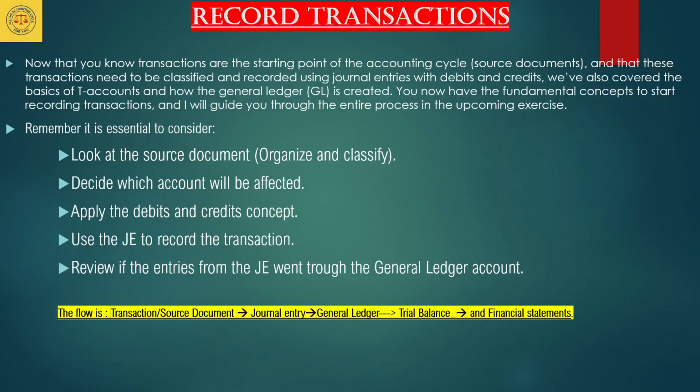The trial balance is something that we are going to talk about later on in another video. And finally, we are going to go through the financial statements. When we get to that point of financial statements, that is when we say that we have completed the accounting cycle.